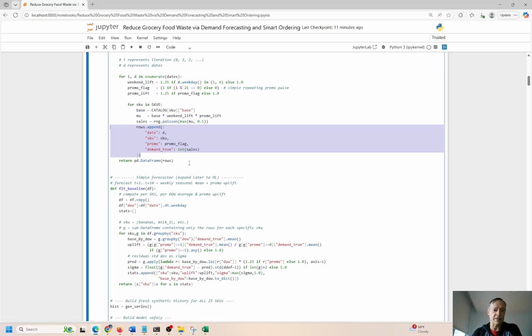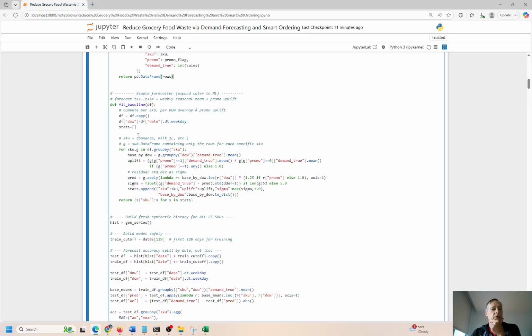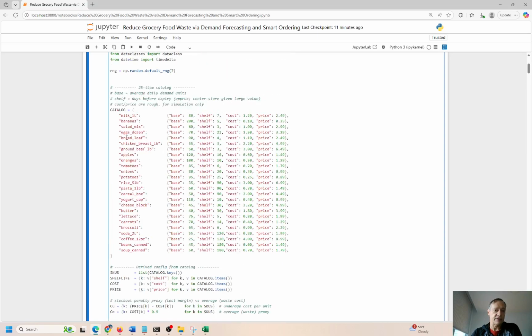If you have another method that you like better, go for it. Go ahead and use that. So I'm going to create a couple UDFs over here, fit baseline. This user-defined function is going to help me to understand all the SKUs. The SKUs come from over here, the whole catalog, right?